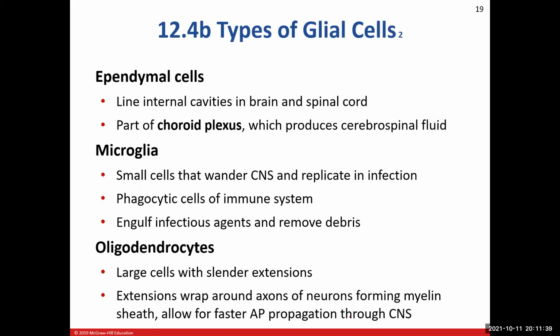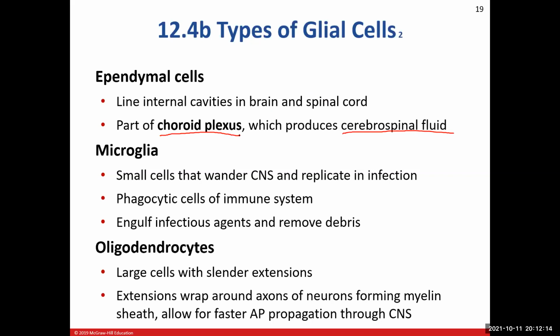Ependymal cells. I'm sure you folks have heard of cerebral spinal fluid, a very important substance. We'll talk about that in more detail later on. But cerebral spinal fluid is created by the ependymal cells. Basically, they filter out the blood, and the blood plasma specifically, and that's how they make that cerebral spinal fluid. They do so as part of the choroid plexus. So you'll see inside your brain, you have these cavities.